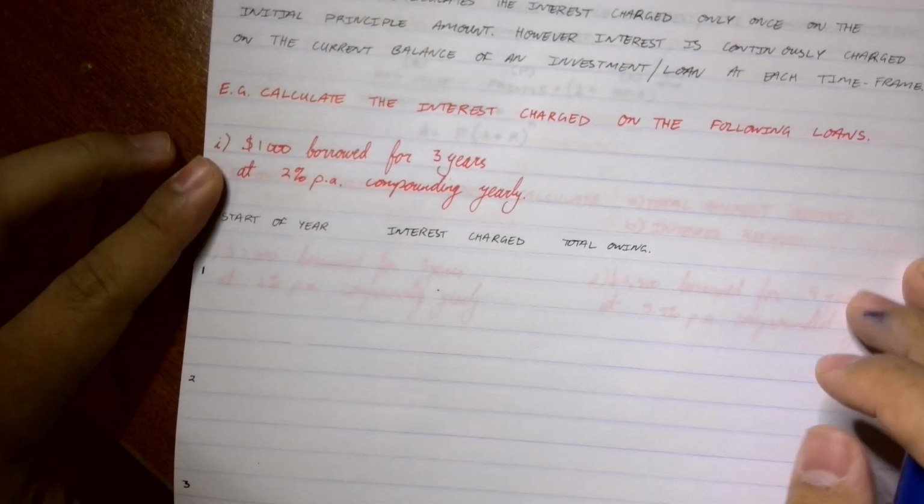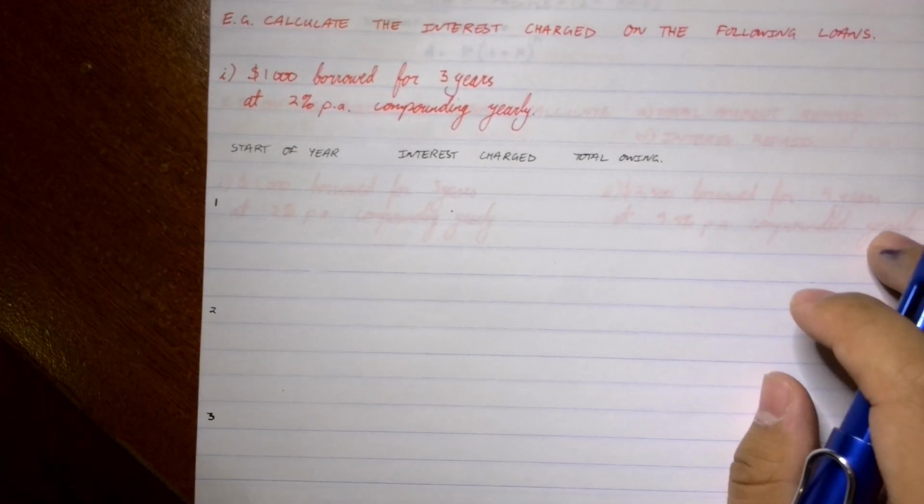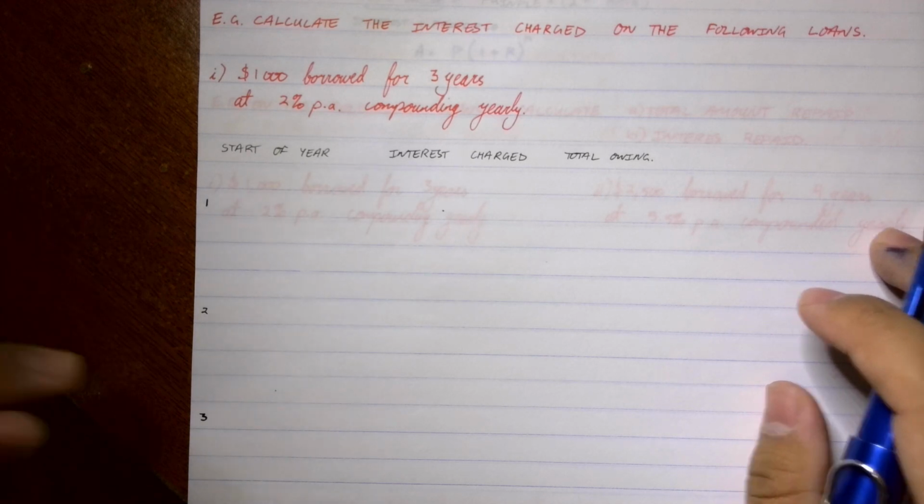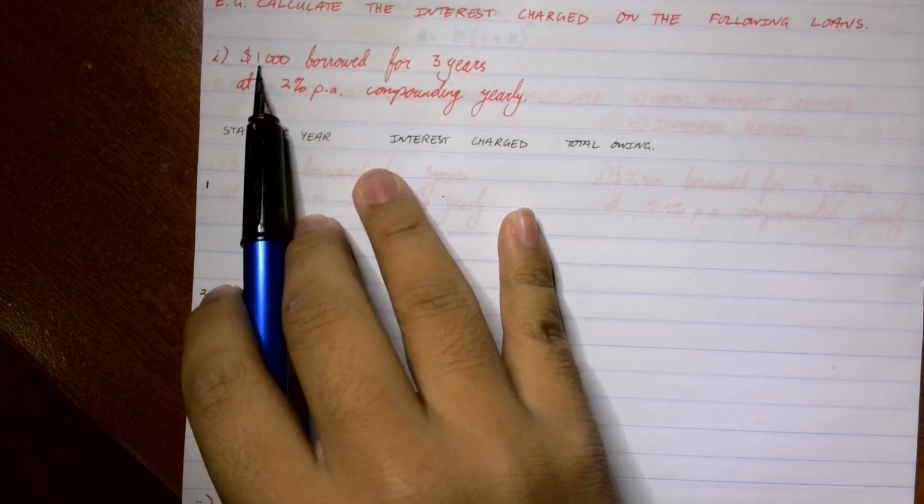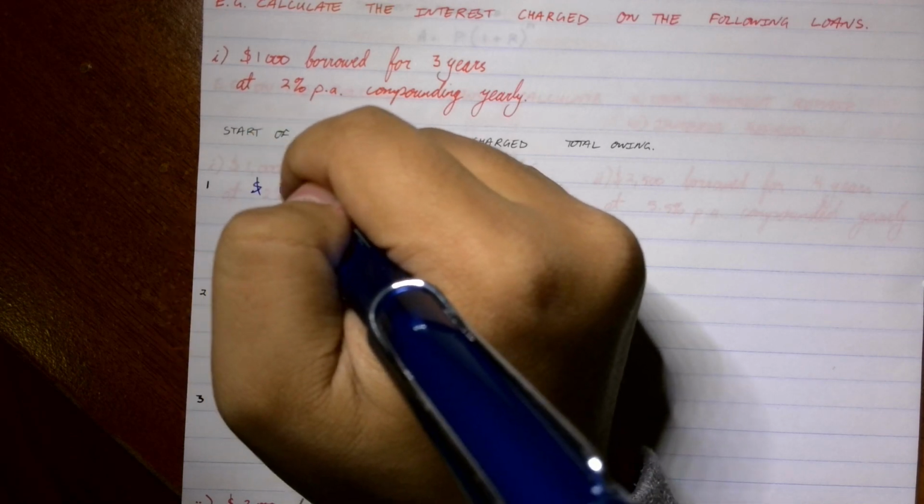I'm going to show you an example of this, of a 3-year loan, and I'm going to compare it to just doing a simple interest calculation once. You'll see what I mean. So let's say we deposit $1,000 at the start of the year. So at the start of the year, we have $1,000.